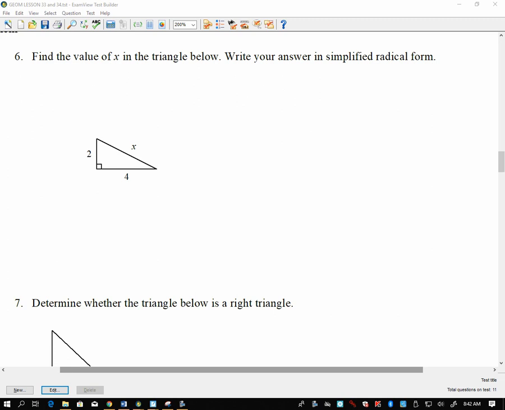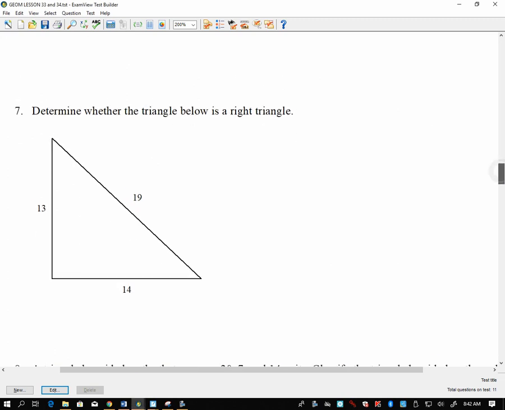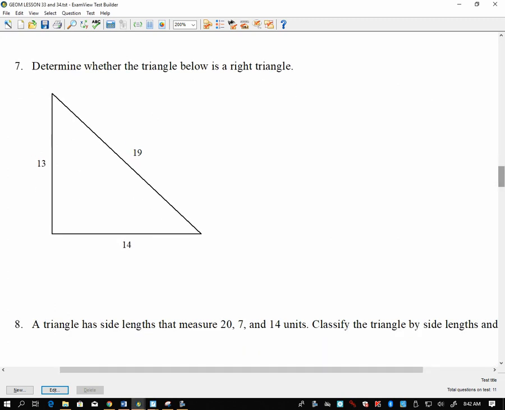All right, do we want to see a 33 question or a 34 question? Here we've got one. We want to determine whether or not the triangle below is a right triangle. How do I set this up, Katie? 13 squared plus 14 squared equals, okay, well, let's go ahead and leave that equal sign off, because if it's not right, I want you to be able to tell me if it's acute or obtuse, okay?